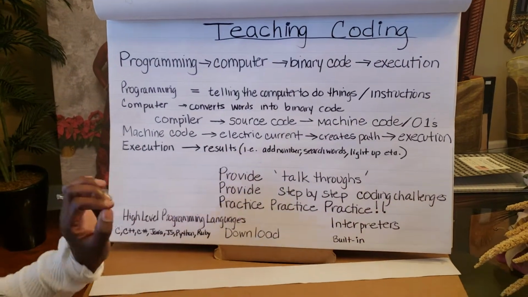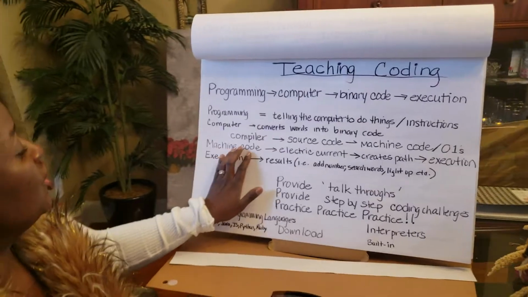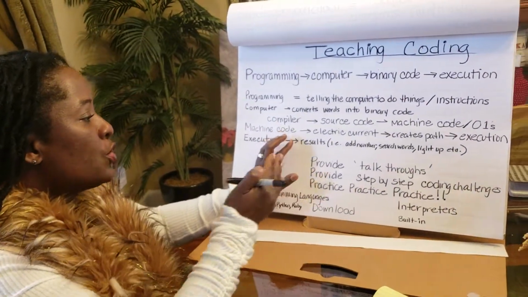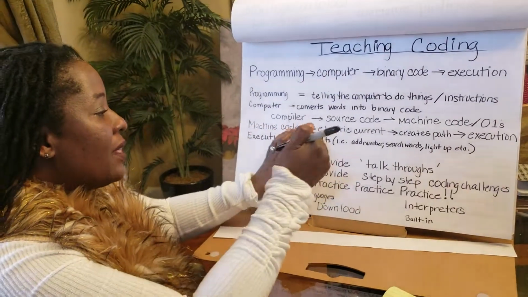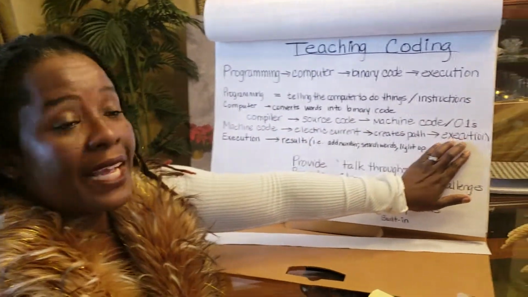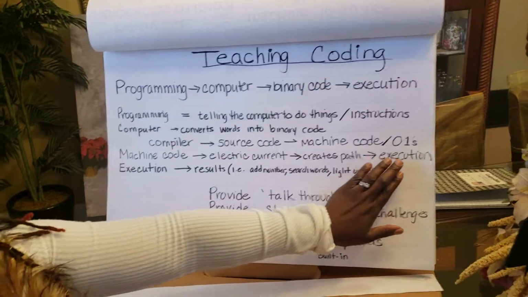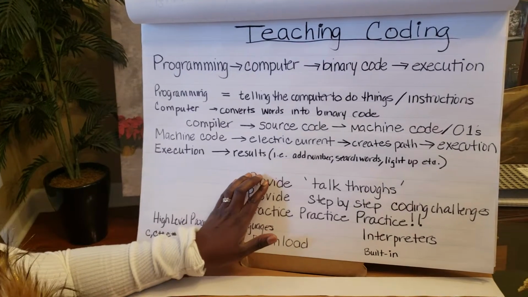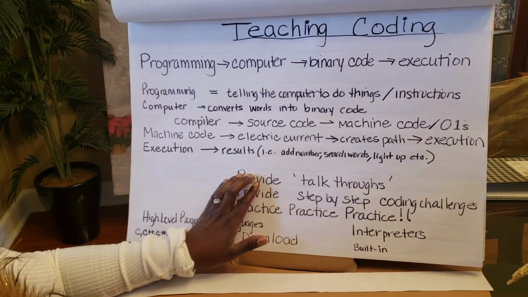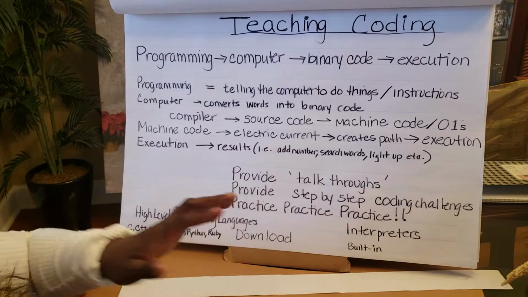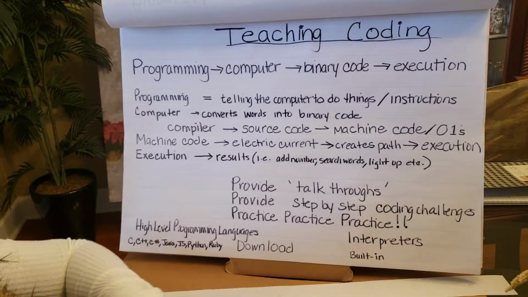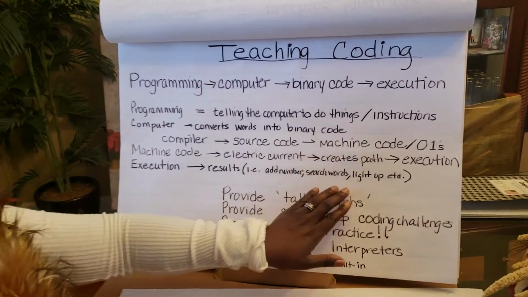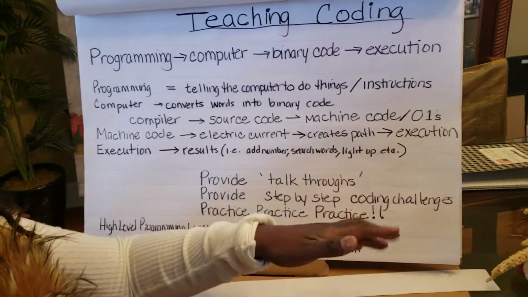Now, remember we talked yesterday about how the machine code has an electric current that goes through it that creates a path. And that's how things are executed. When I say execution, what I mean is that's how you are able to see the results of what's actually happening. And those results will come in through adding numbers. It depends on what your set of instructions were. So it can search words. It can light up things.